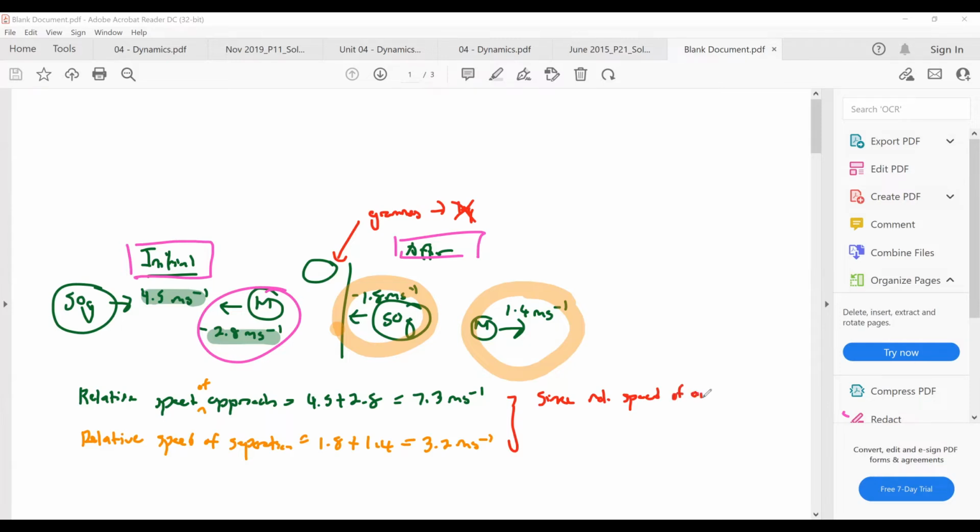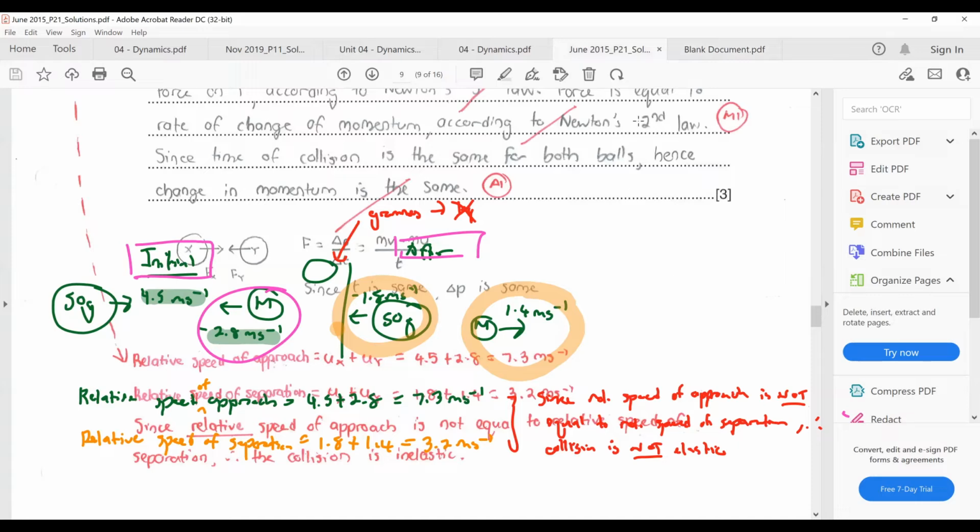of approach is not equal to relative speed of separation, therefore collision is not elastic. That's the conclusion that you can get from here based on relative speed of approach, relative speed of separation criteria.